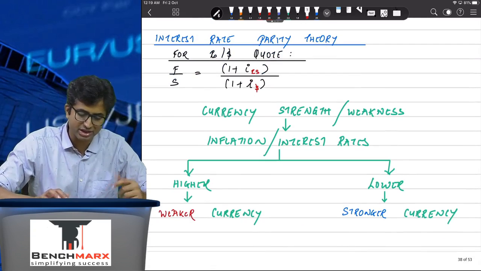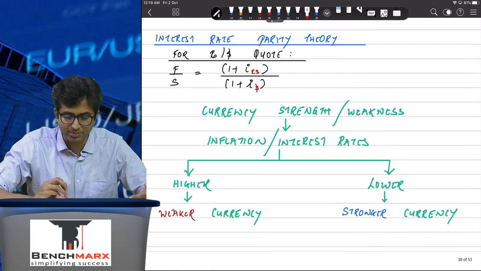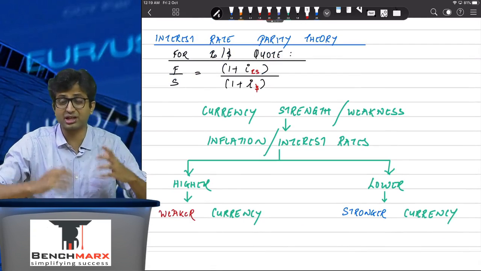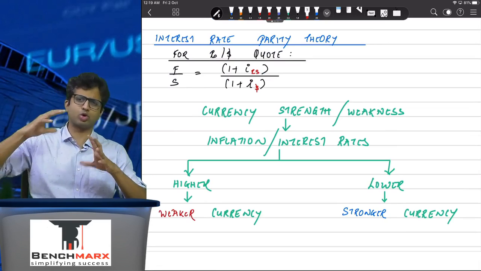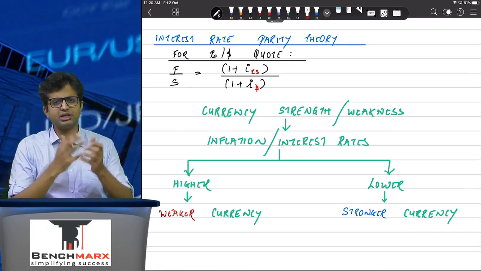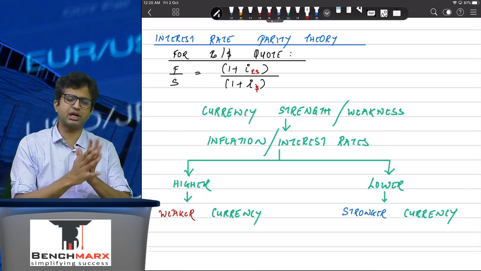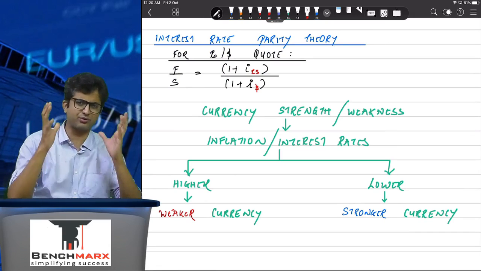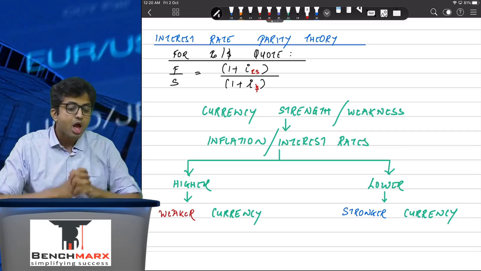We have written it over here. That is F by S equals 1 plus I upon 1 plus I. क्या लेना चाहिए? Well, if it's a rupee per dollar quote, तो rupee is a non-base currency that is in the numerator. तो even ये फॉर्मूला के numerator में rupees का interest आएगा, denominator में dollar का interest आएगा. We are doing it from an exam perspective right now.